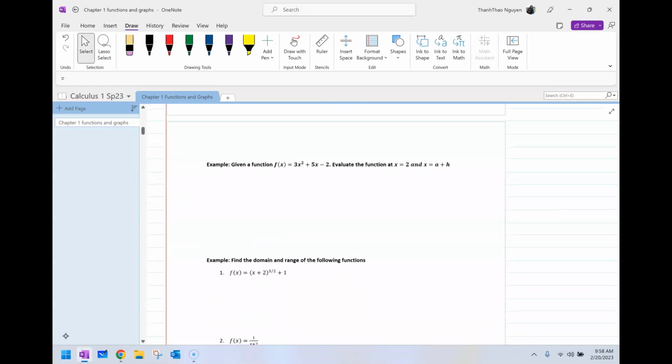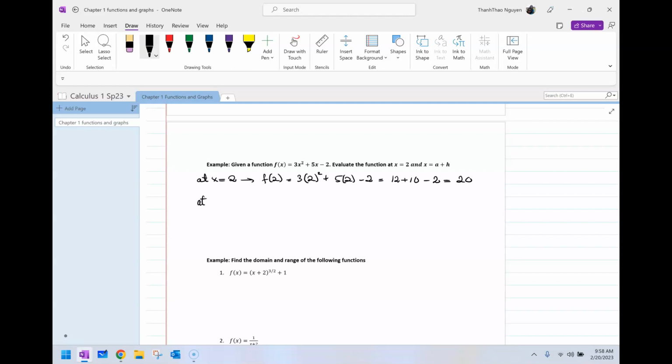Given a function f of x equals 3x squared plus 5x minus 2, we want to evaluate the function at x equals 2 and at x equals a plus 8. So, first part at x equals 2. Then f of 2 is equal to 3 times 2 squared plus 5 times 2 minus 2. That is 12 plus 10 minus 2, that is 20.